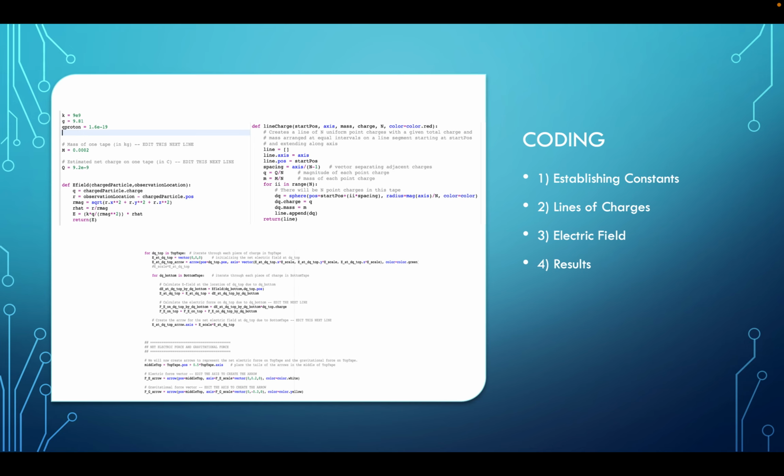Here's some of the coding. We first established the different constants, which included the charge of the proton. We put in our mass and our Q, which is what we calculated in lab 1. And then we did the line of charge, which is the code for the line of charge and the electric field.